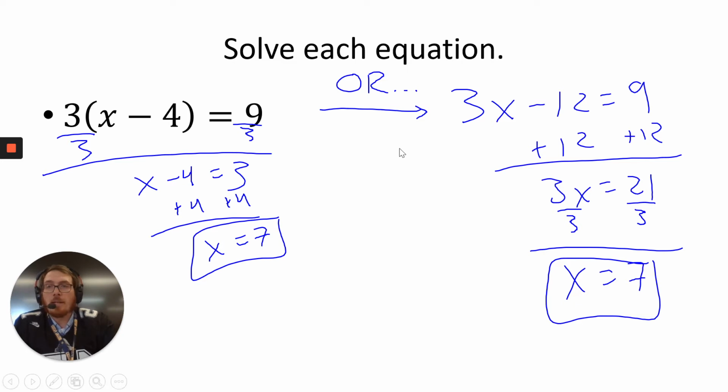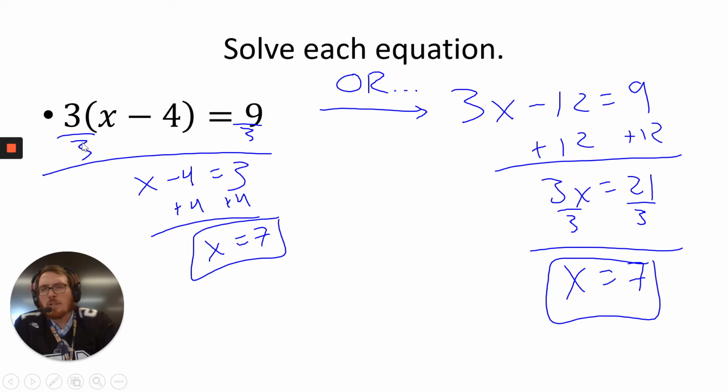The other option, which I may suggest if it works nicely, is this is 3 times this quantity, x minus 4. To get rid of 3 times something, I could divide by 3 on both sides, and then add 4 to both sides, and it does the same thing. It's just using the order of operations in a slightly different manner to get an answer of x equals 7. Same answer, two ways of solving, both acceptable.